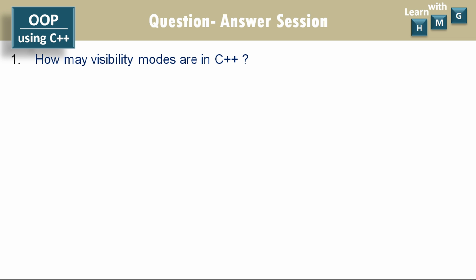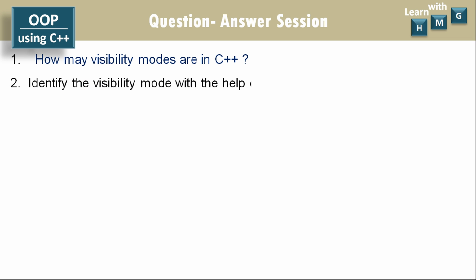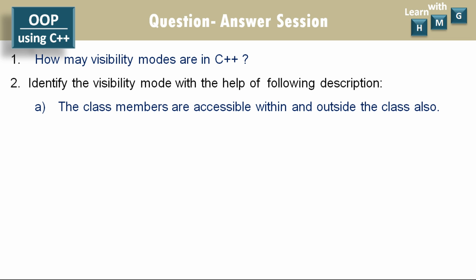Second question is, identify the visibility mode with the help of the following description. I am going to give you the description, and by reading that description you have to identify what type of visibility mode this is. The first is, the class members are accessible within the class, within its own class, and outside the class also. So which visibility mode is supporting this?